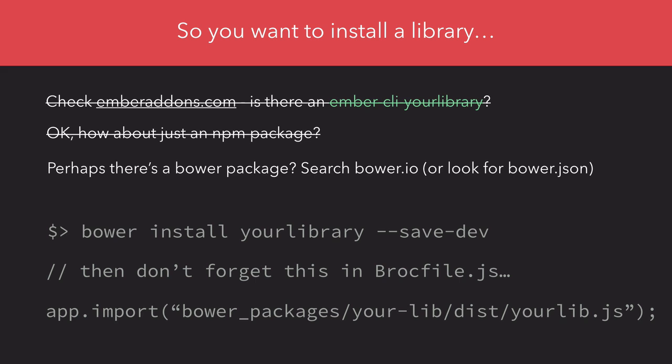No NPM package, there might be a Bower one. For a Bower package, you can look on bower.io, or I don't really like the search thing, so I just look for a bower.json. And to be fair, most things have that. Installing a Bower package is pretty easy, similar to installing an NPM package. Again, don't forget that --save-dev. And then the one other step you need to do is make sure that Broccoli knows about it. So you need to pop it into your Brocfile.js.